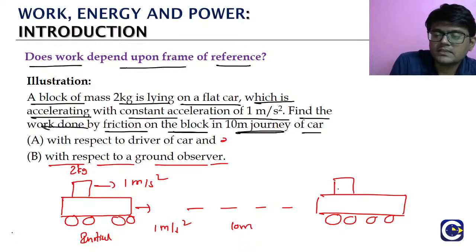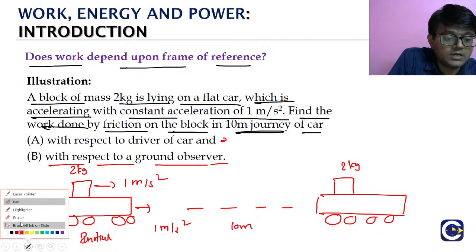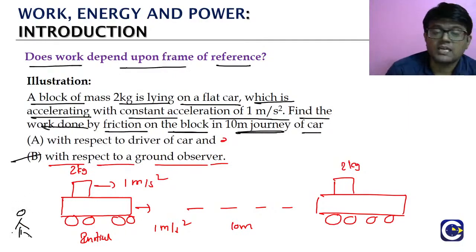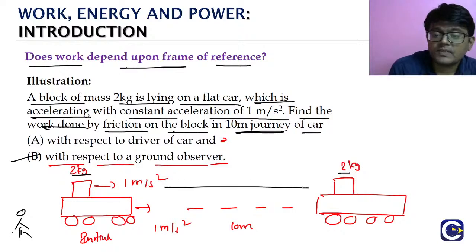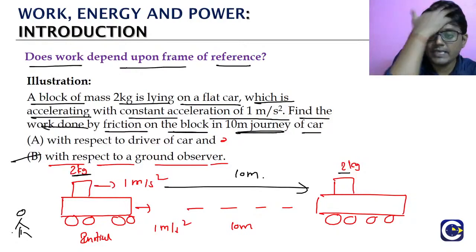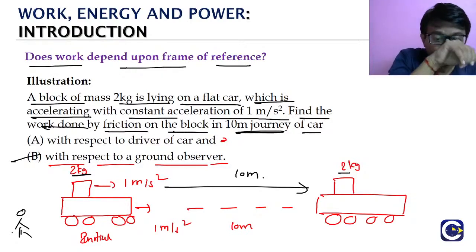Means, if you are having an observer who is on the ground, so first we'll do the B part. If you are having an observer who is on the ground, think about it. For him, the displacement of the 2 kg block will be what? It will be the same 10 meters in the direction of the motion.